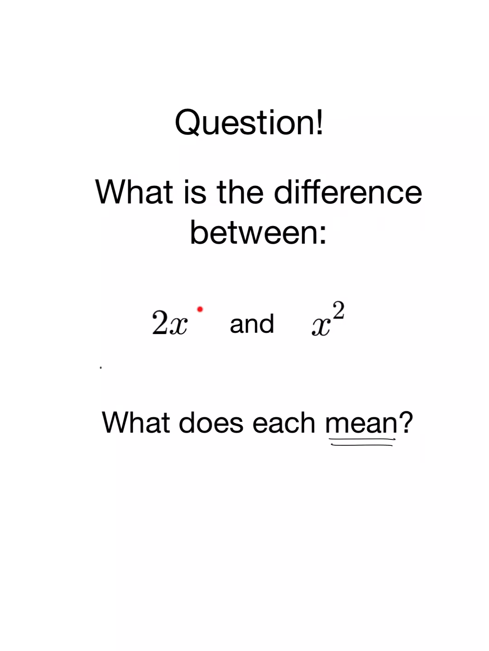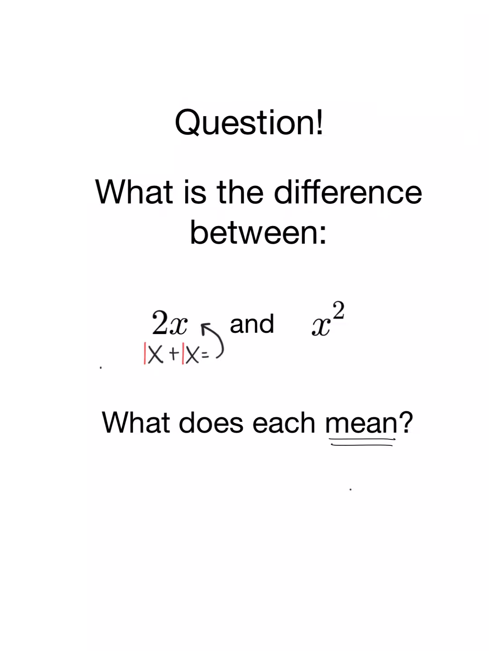What is the difference between 2x and x squared? We've seen a lot of 2x lately. We haven't seen so much of x squared. What's the difference? 2x is the same as x plus x. We've also seen it written 1x plus 1x, and 1x plus 1x equals 2x.